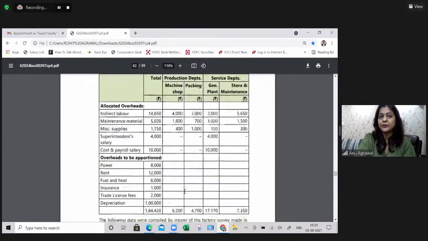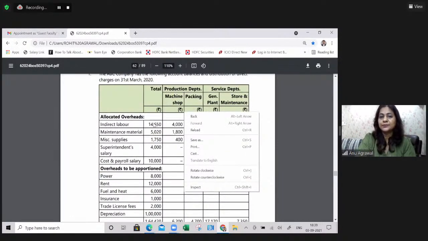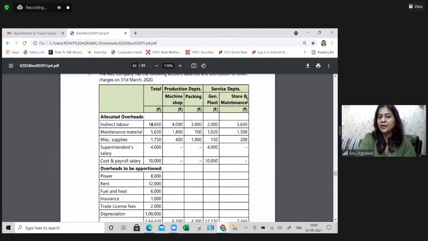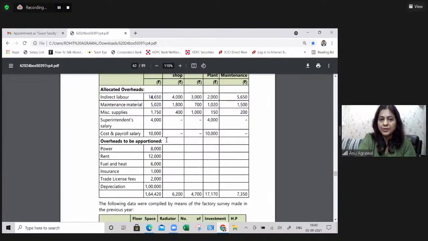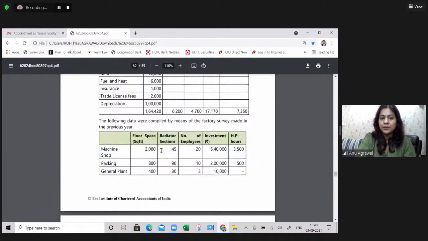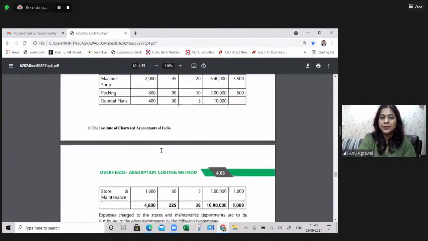So there are 2 service departments, right? And they're very clear how you are going to divide this. But before that, we need to first apportion this. So how will you divide power? How will you divide power?